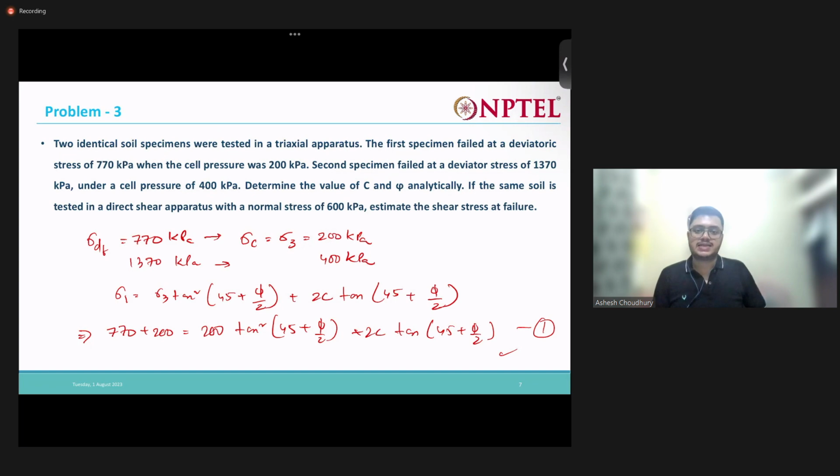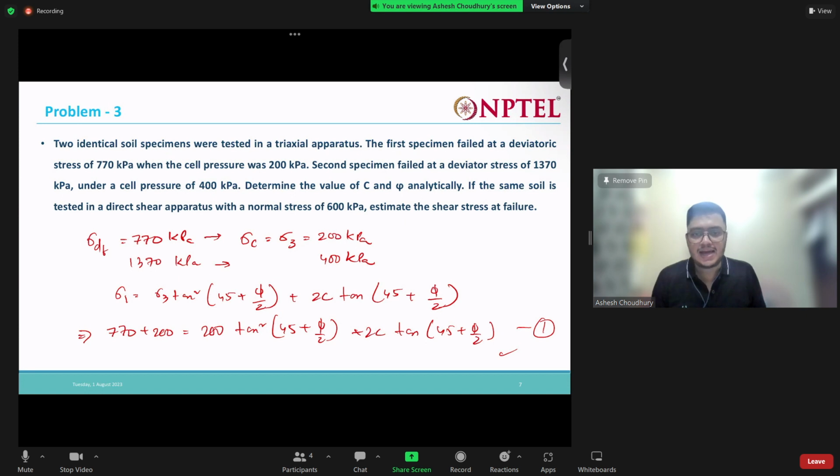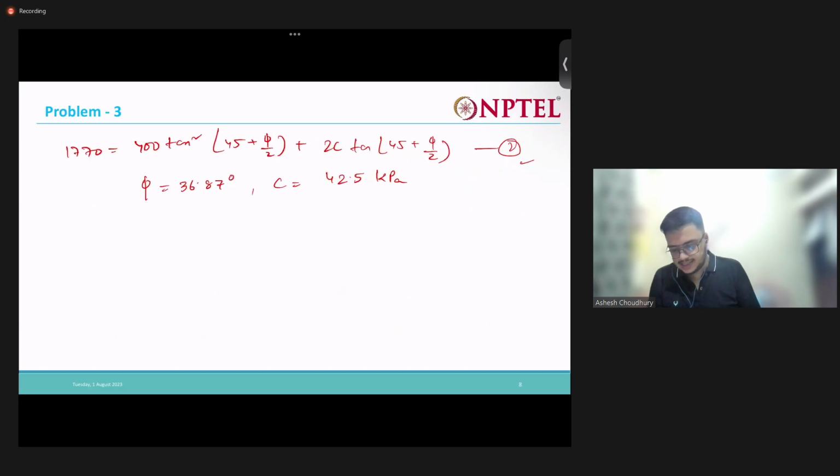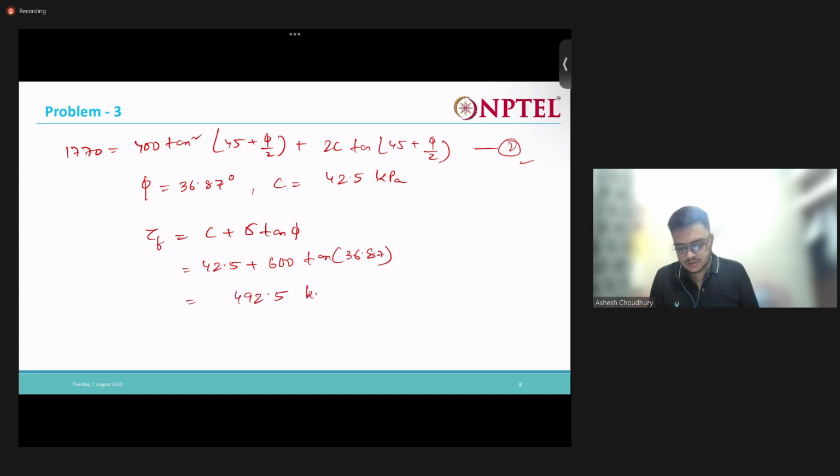Now it's written, if the same soil is tested in a direct shear apparatus with a normal stress of 600 kPa, estimate the shear stress at failure, right? So we know c and phi, so the shear stress at failure will be nothing but c plus sigma tan phi. c is 42.5 plus sigma is 600, as given, so it is nothing but 492.5 plus. Okay, very simple. We are just using the same basic equation to get our answers. That's all.